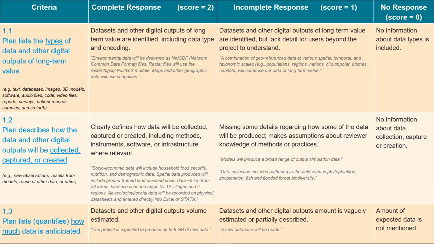For criteria 1.3, the plan lists and quantifies how much data is anticipated. Data sets and other digital outputs volume can be estimated. I know people will not know at the start of a project what exactly the number will be, but having some idea helps at least address that part of the DDOMP, that this has been thought through. An example that's incomplete: a new database will be made. Well, what is that? What is the size? Those are considerations that will help inform costs later down the road in your plans. So it does help to have a decent estimate of what the volume will be, the actual data quantified.